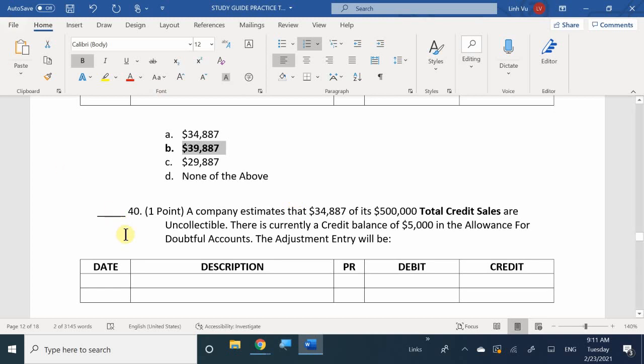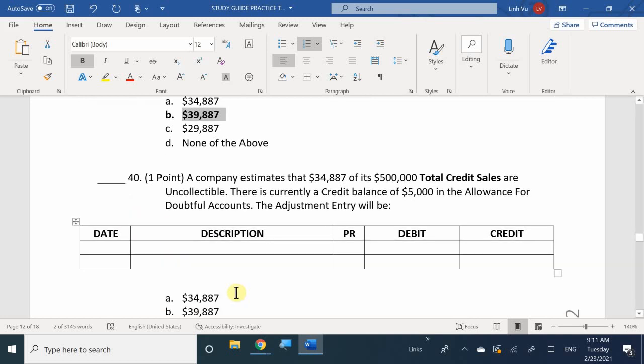Number 40. A company estimates that $34,887 of its 500,000 total credit sales is to be uncollectible, and there is currently a credit balance of $5,000 in the allowance for doubtful accounts. The adjustment entry will be 29,887? Wrong.